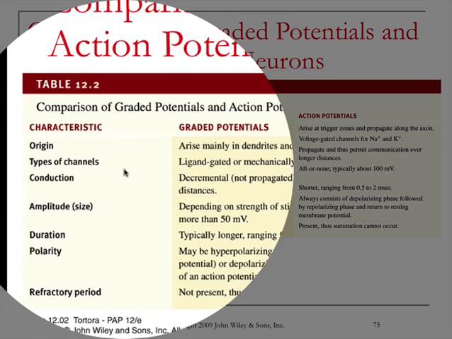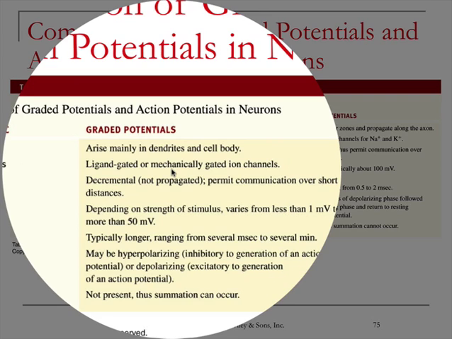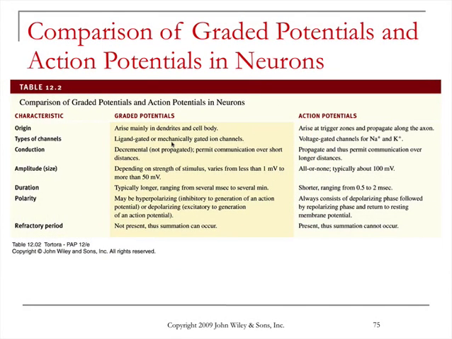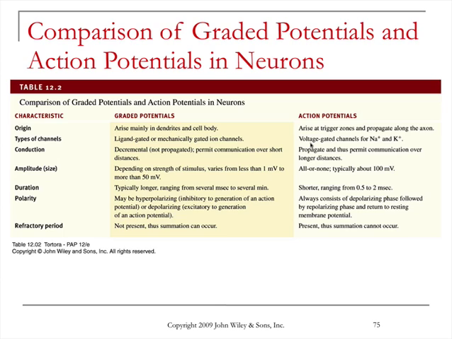The types of channels that are involved in graded potentials are ligand-gated or mechanically gated ion channels. For instance, a neurotransmitter would generate a graded potential, or a mechanically gated ion channel is the type of ion channel that would be involved if a neuron was touched. On the other hand, action potentials involve voltage-gated channels for sodium and potassium. You'll remember that the sodium channels open first, and then the potassium channels open in order to generate an action potential.